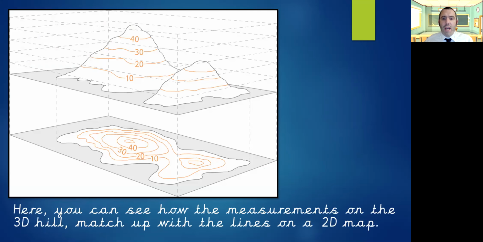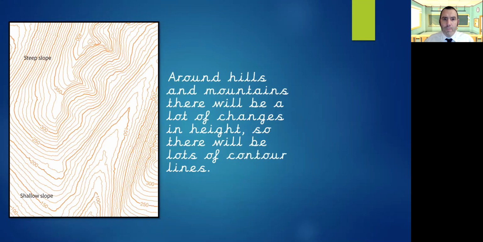Here you can see how the measurements on a 3D hill match up with the lines on the two-dimensional map. What we've done is laid the layout flat on the floor, so a 2D map is drawn so everything is flat. If you look at it with the 3D map, for each 10 meters it goes up, you have an extra contour line and it follows the shape of the hill. So it shows you the shape of the land as well as the height of the land.